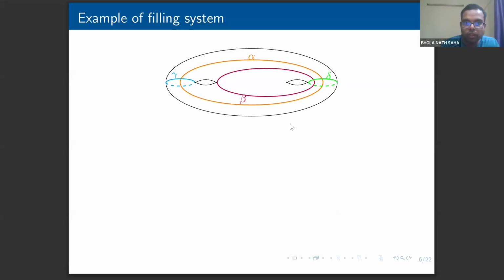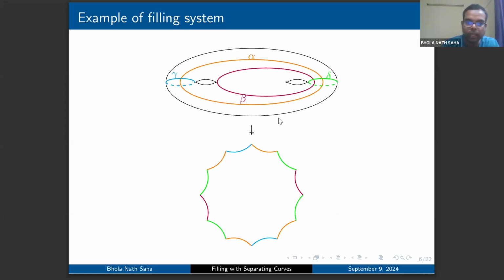Here we have a genus 2 surface, and consider the curves alpha, beta, gamma, and delta. Now, if we cut the surface, we get a polygon, which is a disk, and hence the curves alpha, beta, gamma, and delta form a filling system on S_2.